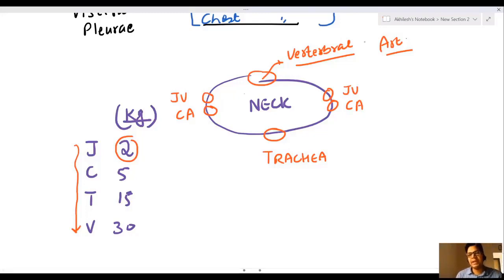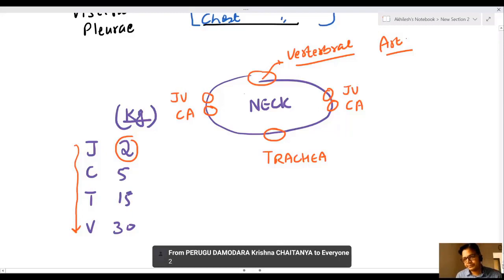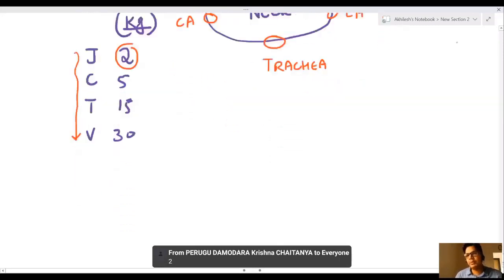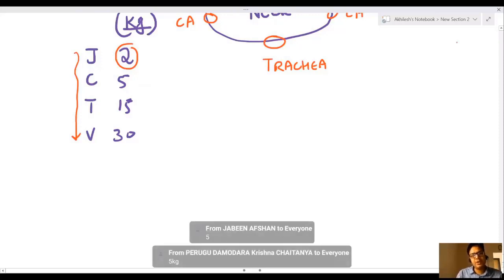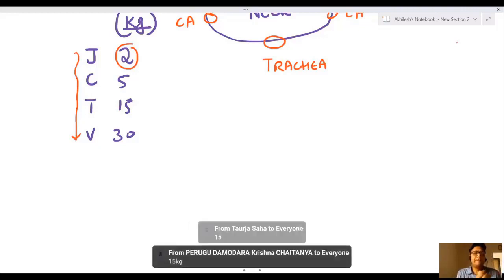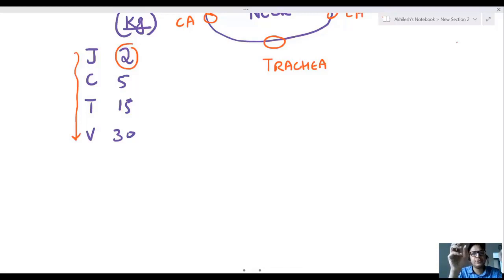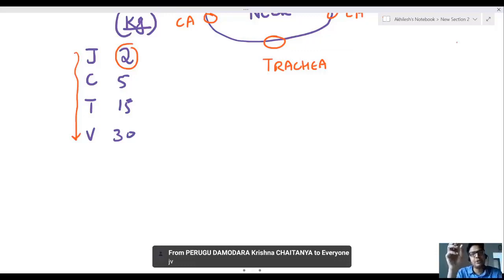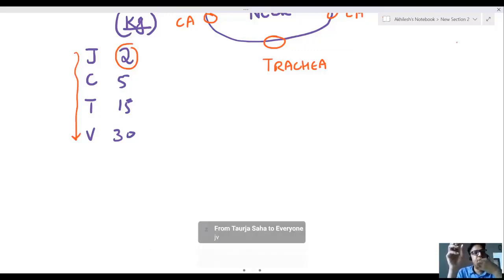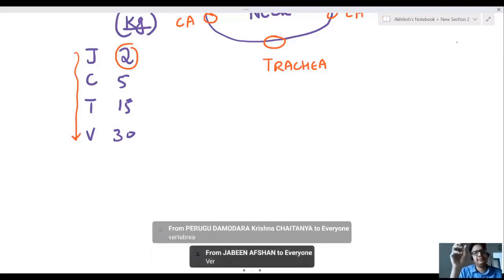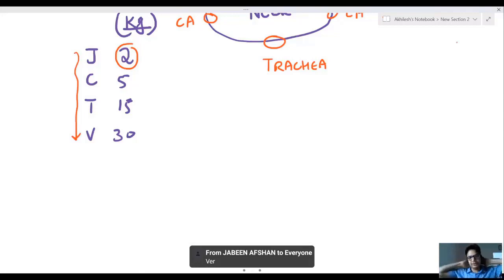Now I'm putting a question. For jugular vein, how much pressure is required, my dear friend? 2 kilogram to obstruct. For carotid artery? 5 kilogram. For trachea, this question has come in the exam. 15. And for vertebral artery, it is 30 kilogram. Minimum pressure is required to obstruct which structure? Jugular vein. Maximum pressure is required to obstruct which structure? Vertebral artery, the one at the back.